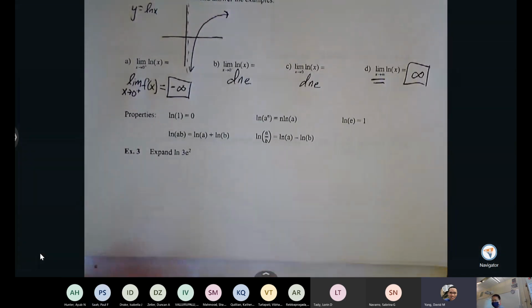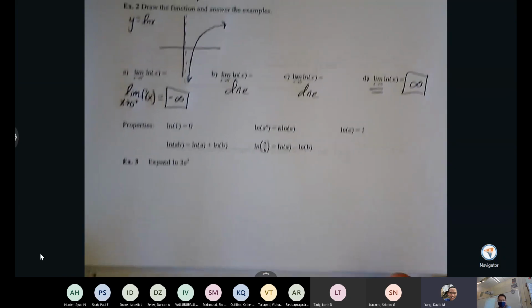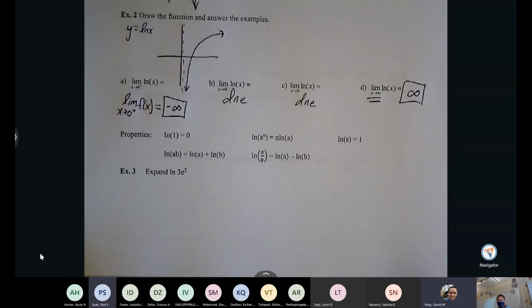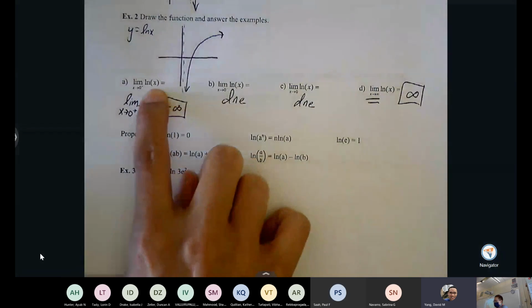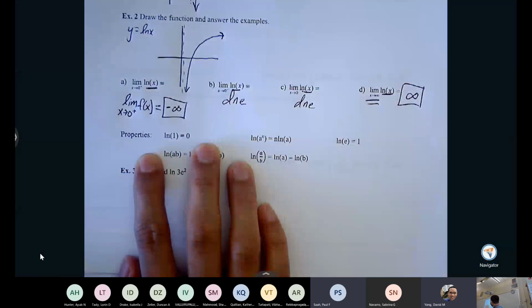Mr. Q, yes, question? How do you know what function to graph? I'm sorry? How do you know what function to graph? Oh, it says natural log of x, so I'm just graphing these. These are all natural log of x.